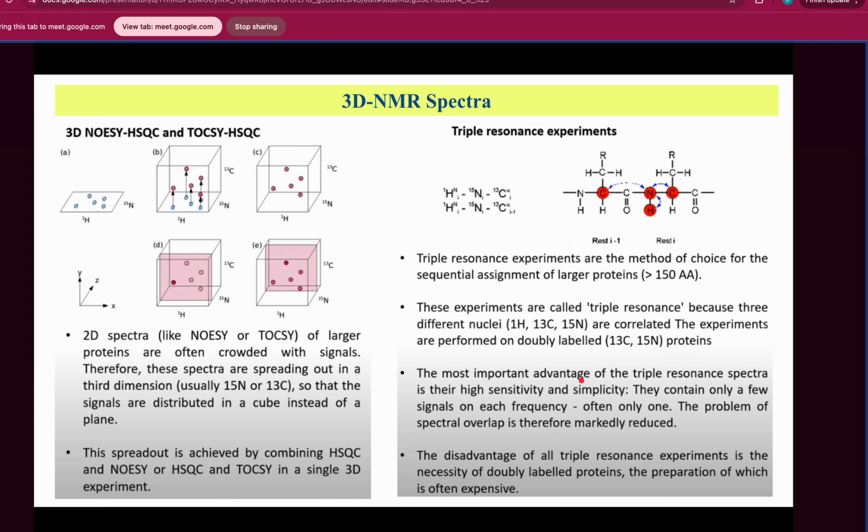And the advantage of these experiments is that they have high sensitivity and simplicity, and they contain only a few signals on each frequency. Often there is one signal, so the problem of spectral overlap is markedly reduced. And the disadvantage of all the triple resonance experiments is the necessity of doubly labeled proteins, the preparation of which is expensive.